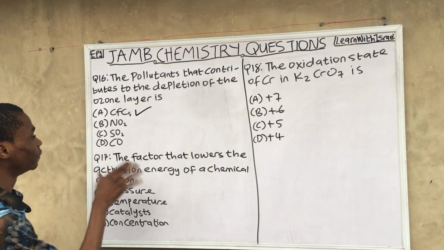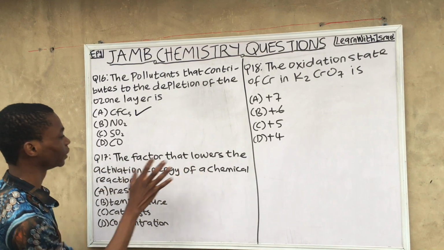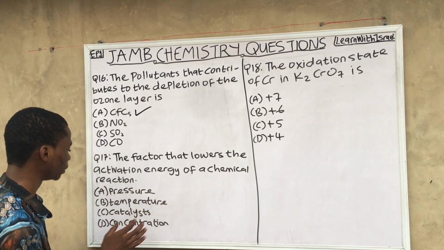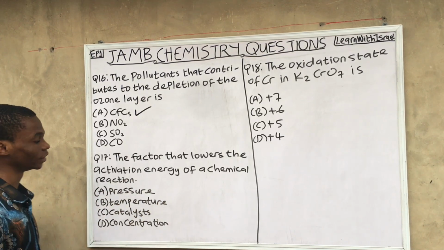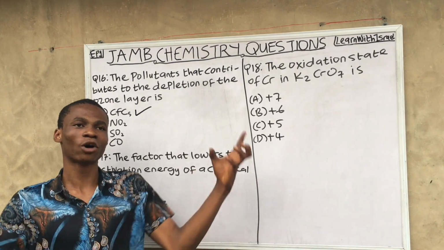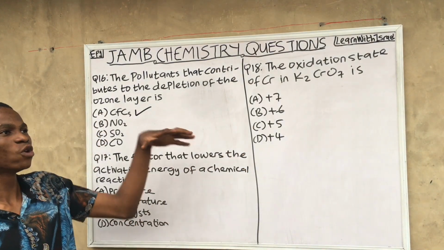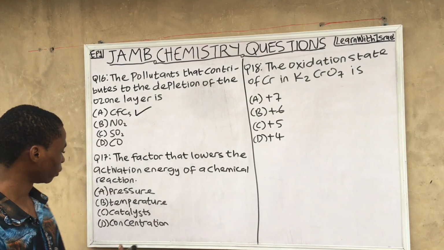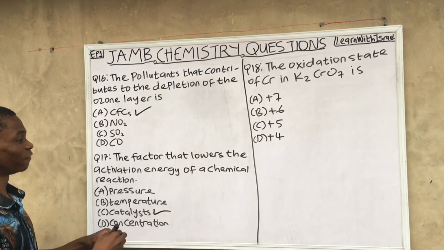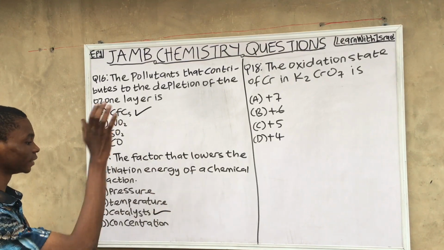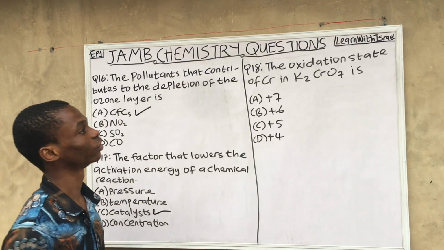Question 17. The factor that lowers the activation energy of a chemical reaction is: A, pressure; B, temperature; C, catalyst; D, concentration. So what's a catalyst? A catalyst speeds up a chemical reaction by lowering its activation energy. So option C is the correct answer. The factor that lowers the activation energy of a chemical reaction is a catalyst. So let's move to question 18.